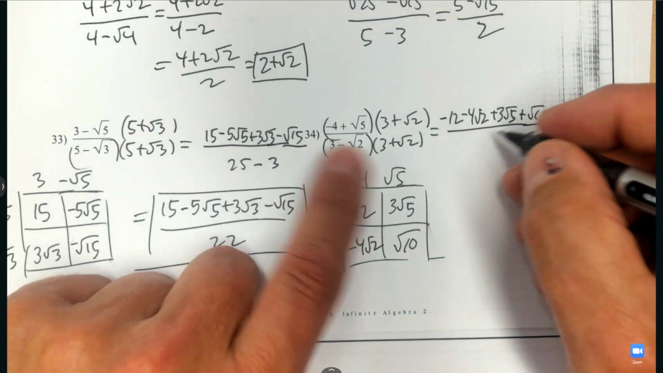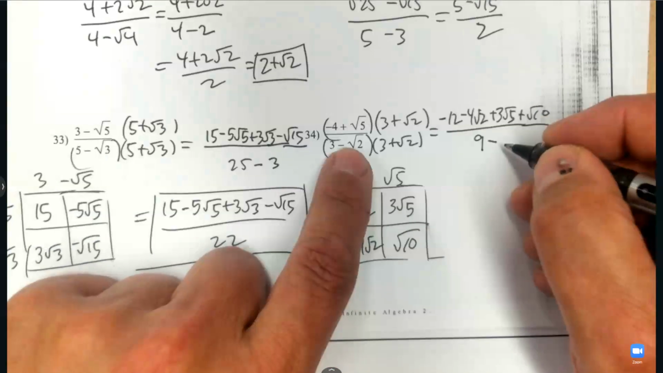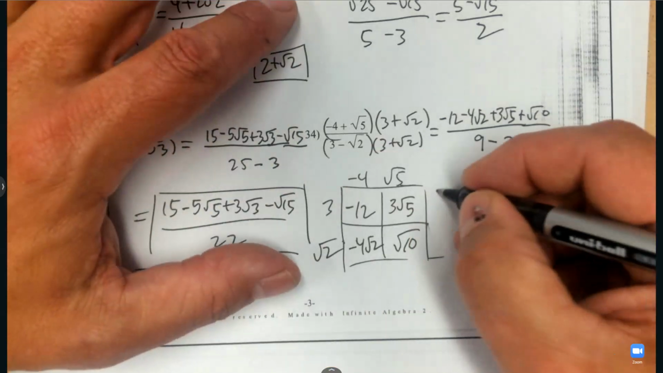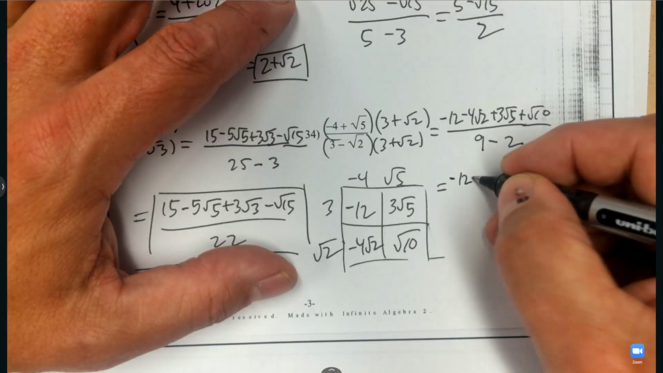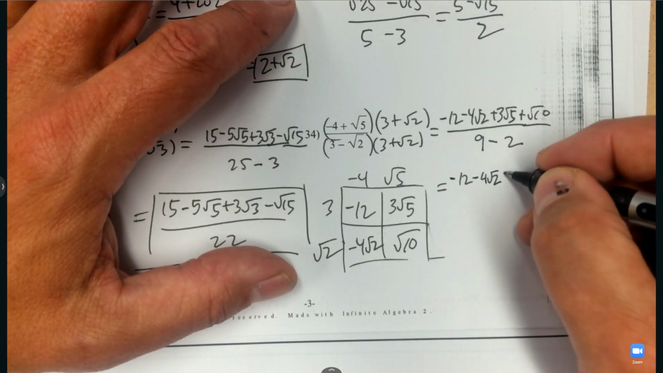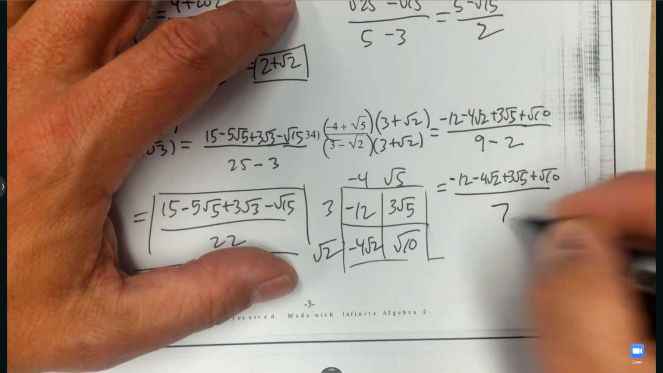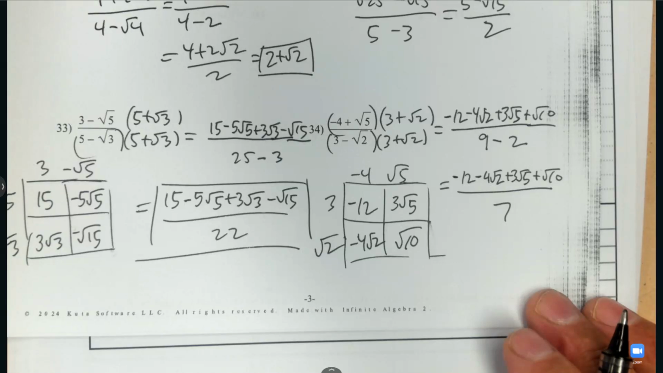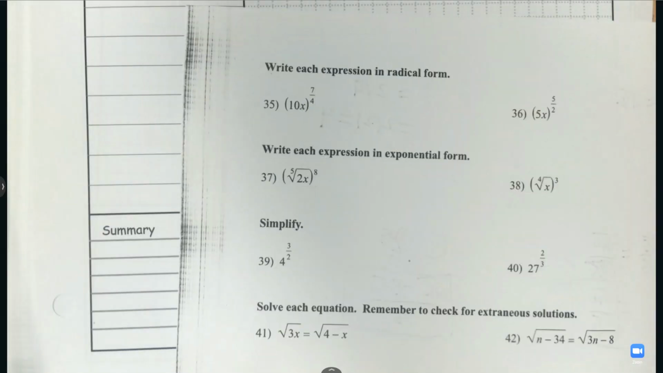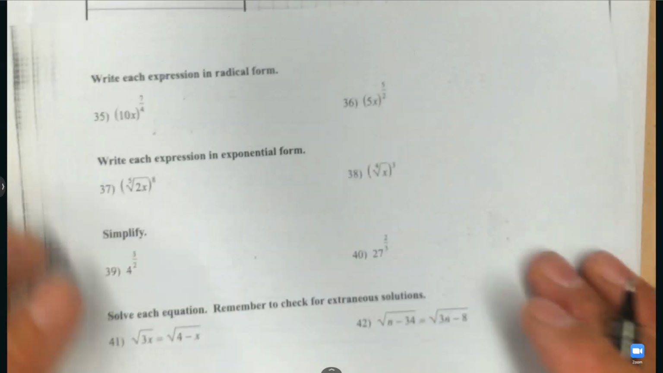The denominator, 3 times 3, and root 2 times root 2. So if I put this all together, I have negative 12, negative 4 root 2, plus 3 root 5, plus root 10 over 7. All right, turn the page. That was the toughest spot.